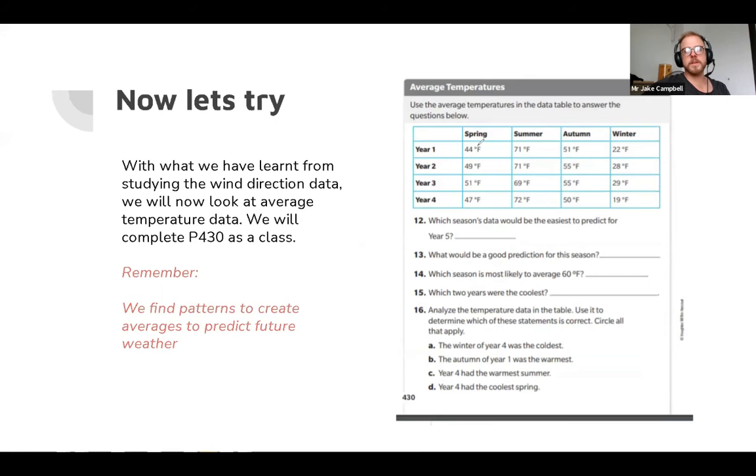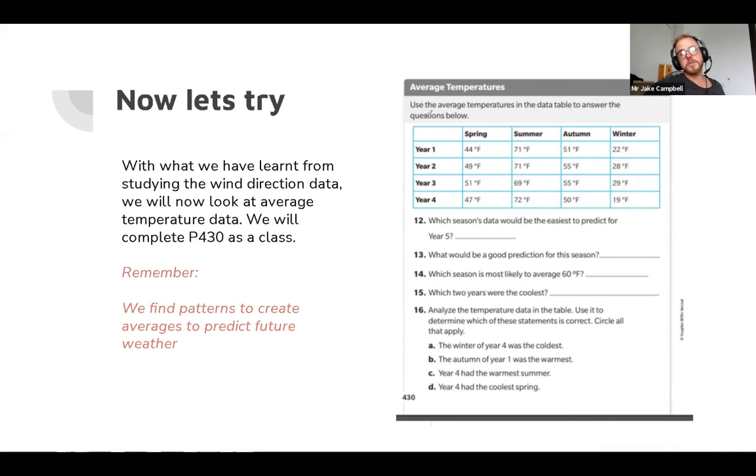All right, class, now we're looking at the averages of temperature. All right, so what I'd like you guys to do with this one, read the table, and then I'm going to give you a few minutes to try and answer the questions on your own, and then we will check your answers.